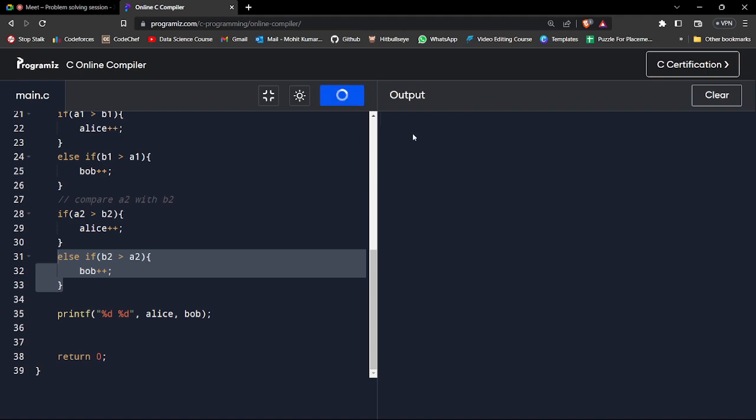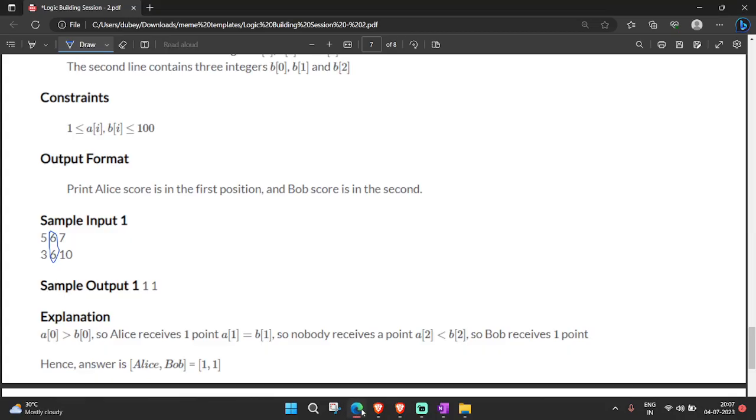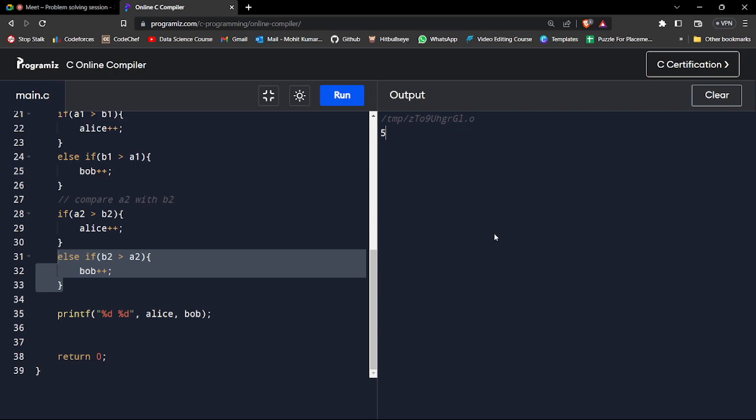Okay, so let's run this, and the input is again 5 6 7 3 6 10. So 5 6 7 and 3 6 10, and we are getting the expected output. Right, let's just check for another one. What if I say 3 4 5 and 3 4 5? Yeah, it's 0 0 because both the points were same, hence no one gets any points.